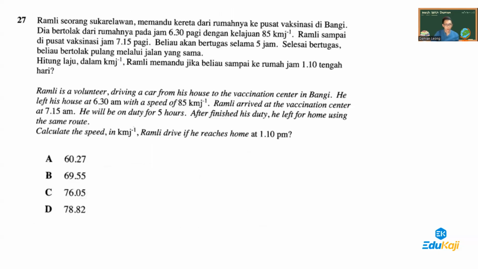Question 27. Ramli is a volunteer driving a car from his house to the vaccination center in Bangi. He left his house at 6:30 a.m. with speed 85 km per hour. Ramli arrived at the vaccination center at 7:15 a.m. He will be on duty for 5 hours. After finishing his duty, he left for home using the same route. Calculate the speed that Ramli drives if he reaches home at 1:10 p.m.